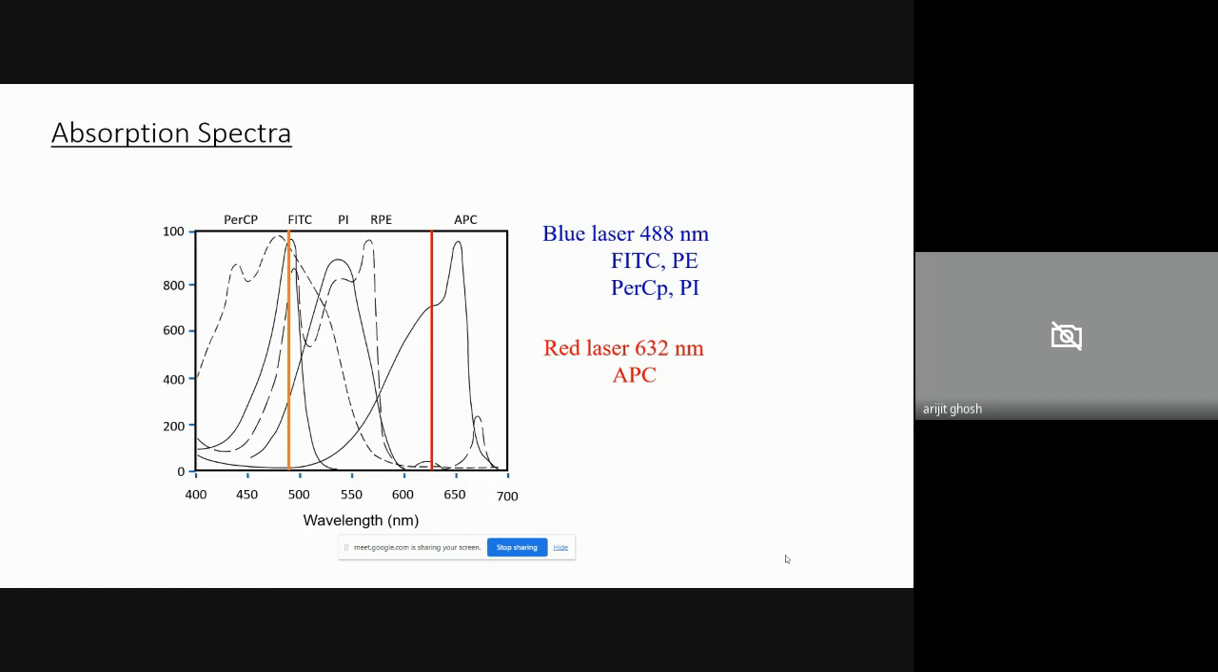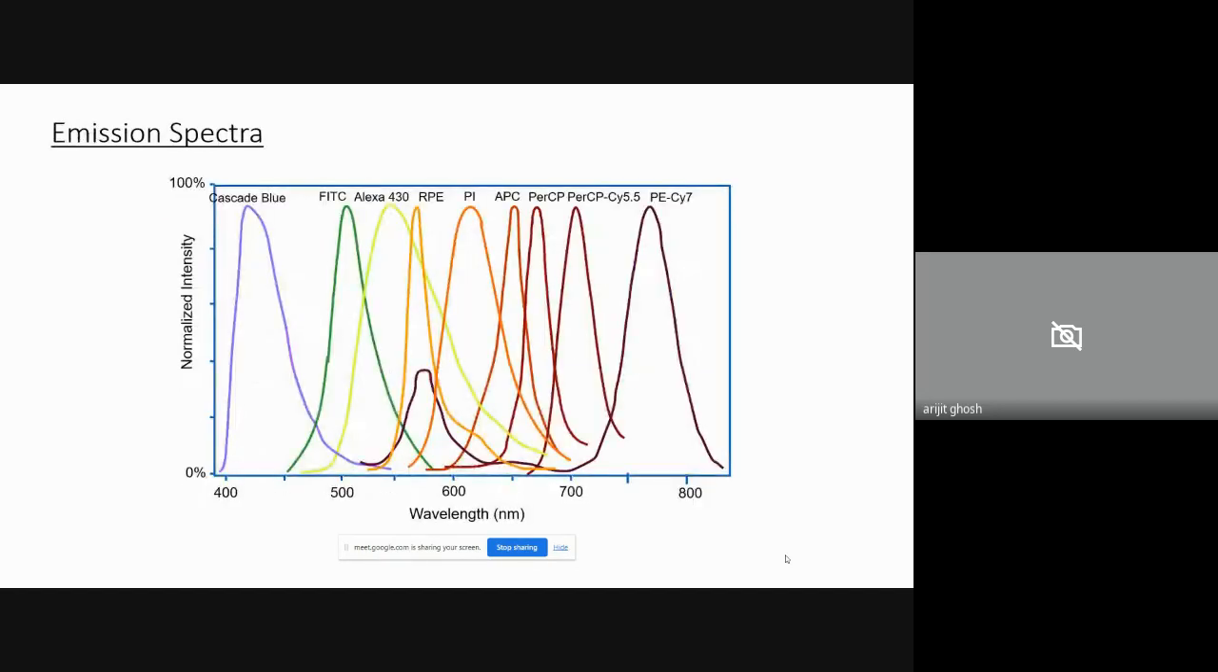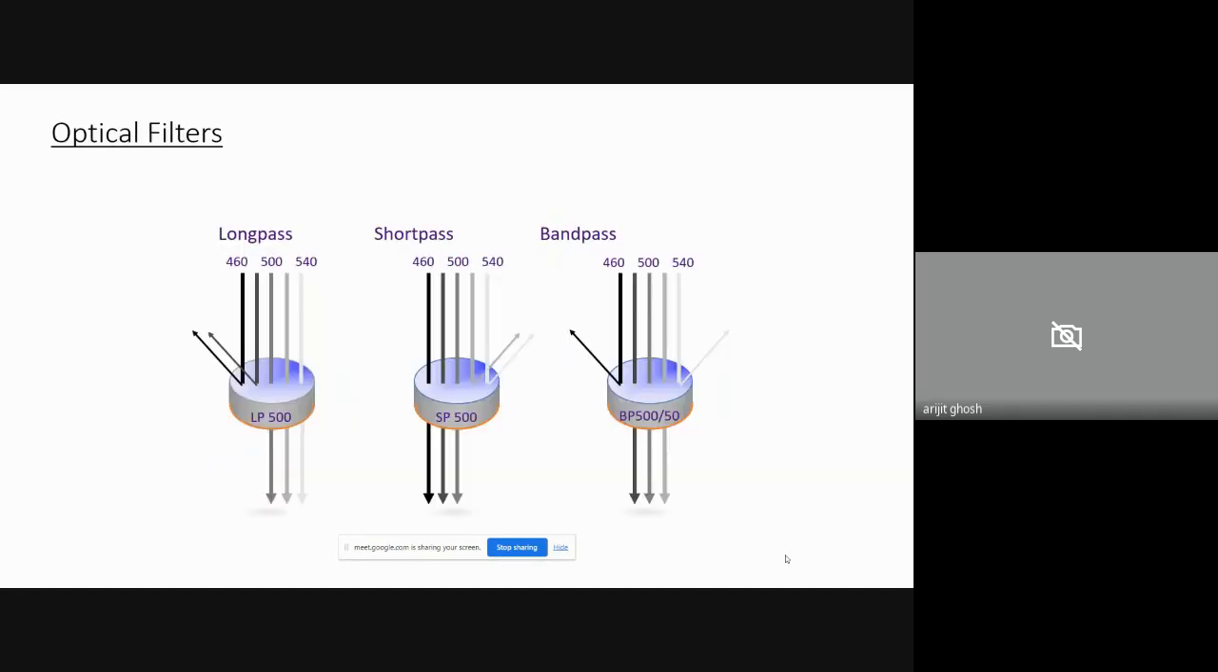And as I was telling in the previous slide, there are different fluorochromes which can be excited by a single laser, like FITC, PE, PerCP, PI. They all can be excited by the blue laser. Now this is an emission spectra of different fluorochromes. You can see that FITC is there, PI is there, PE is there, APC is at 660 nanometer, and FITC is around 515 nanometer.